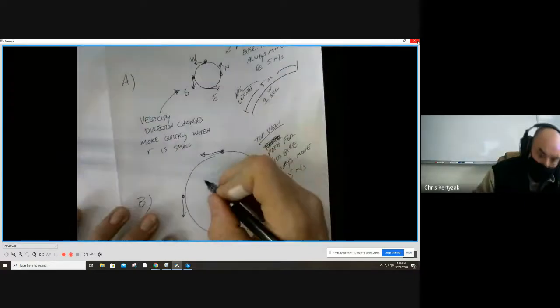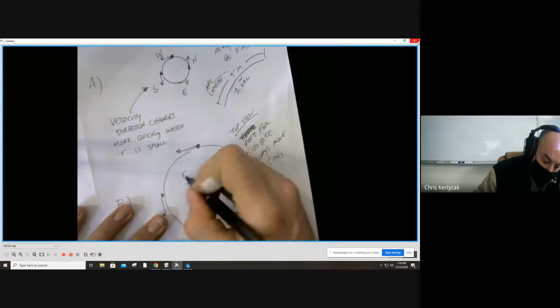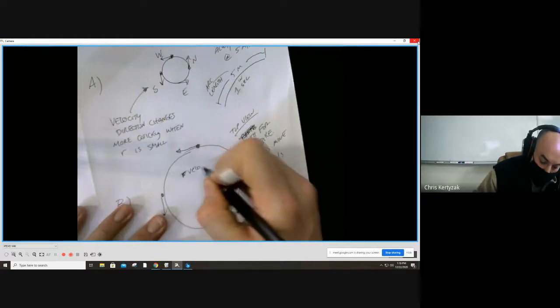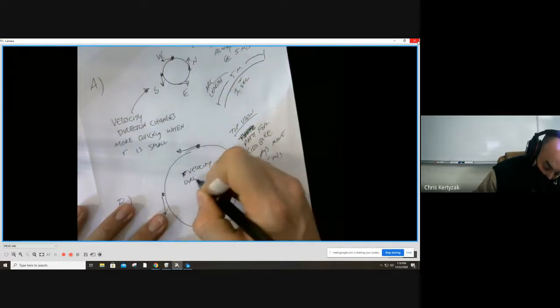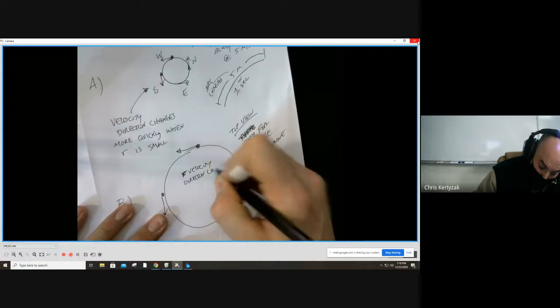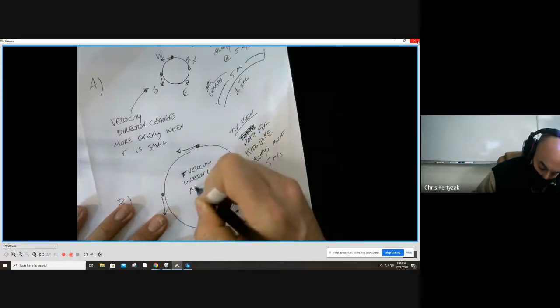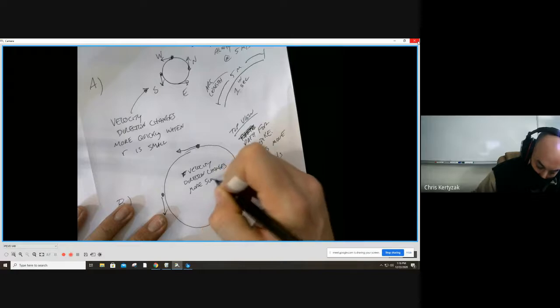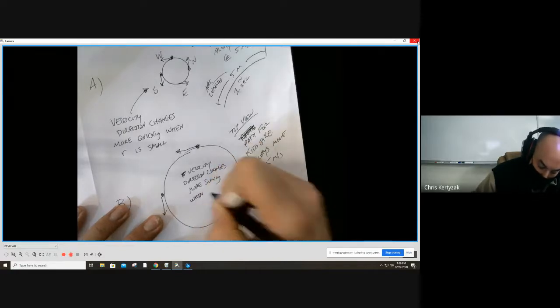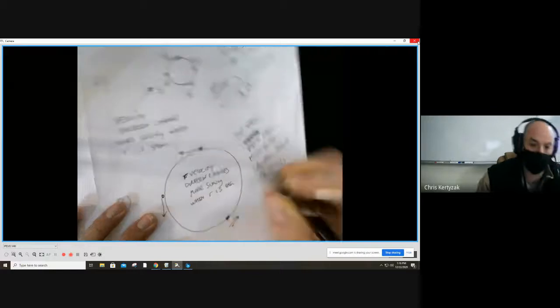When I can make a similar comment here. I'm sorry, I didn't mean to say R. Velocity direction changes more slowly when R is big. Remember, R is just the radius of the circle.